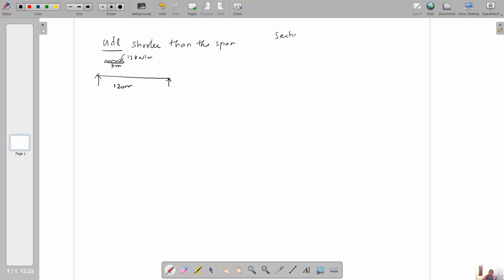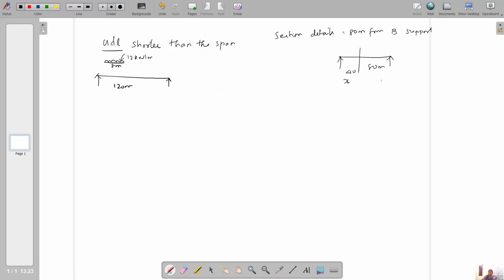Section details: the problem mentions the section is 80 meter from B support. This 80 means from B; from A it is 40. We used to follow the notation.